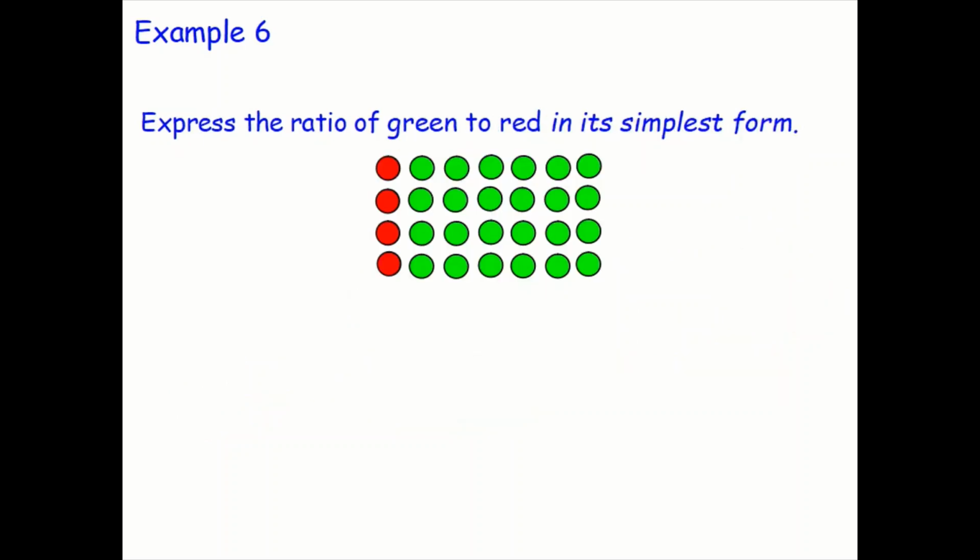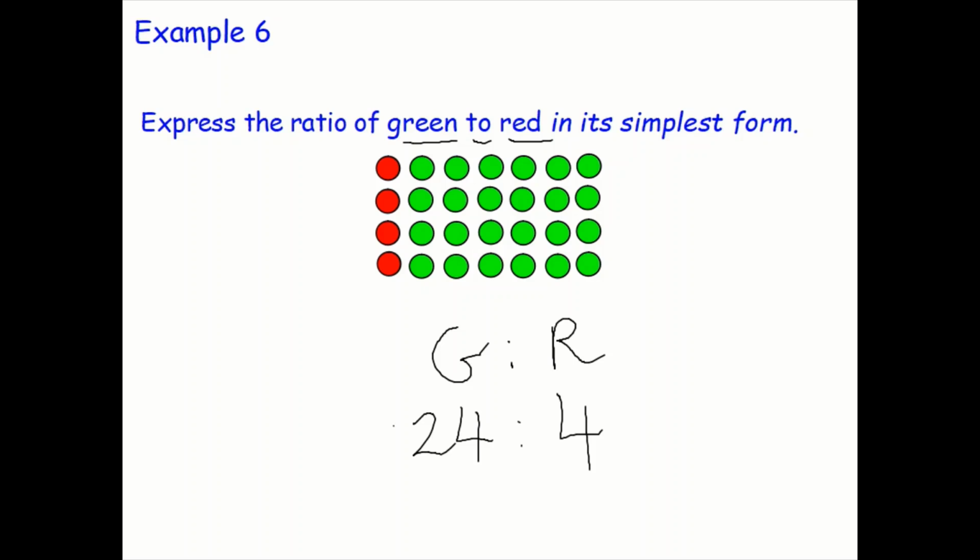Example 6, express the ratio of green to red in its simplest form. So pay attention to the way that the question tells you. It says green to red. So I need first my green and then my red. Okay, so how many greens have I got? I've got 6 on the top line and I've got 4 lines. So 6 times 4 is 24. And how many reds? 4. And in its simplest form.